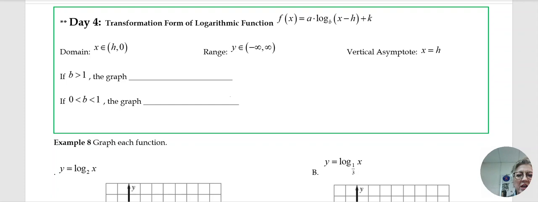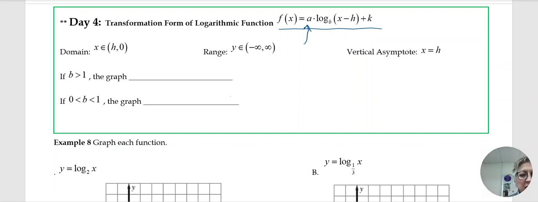So here we go. Here's our standard form equation, and I want you to know that the a, h, and k do exactly the same things that they've done in all of our transformation graphing, so nothing new there. Remember, a is going to be a vertical stretch or compression, h will be a horizontal shift, and k will be a vertical shift.